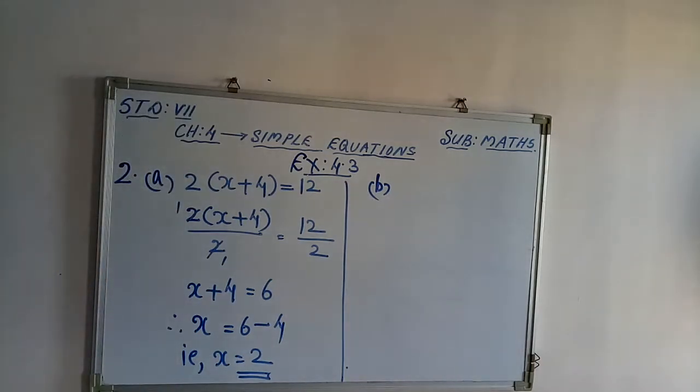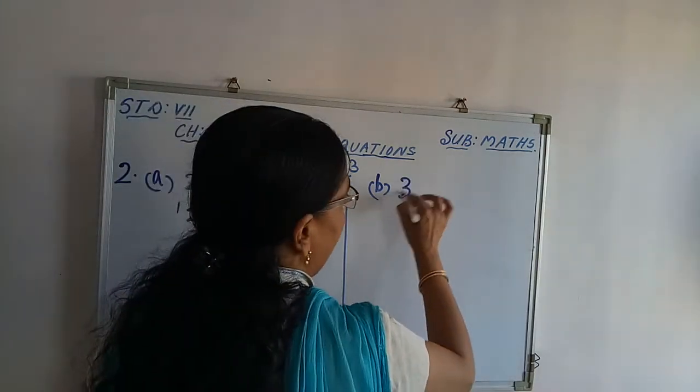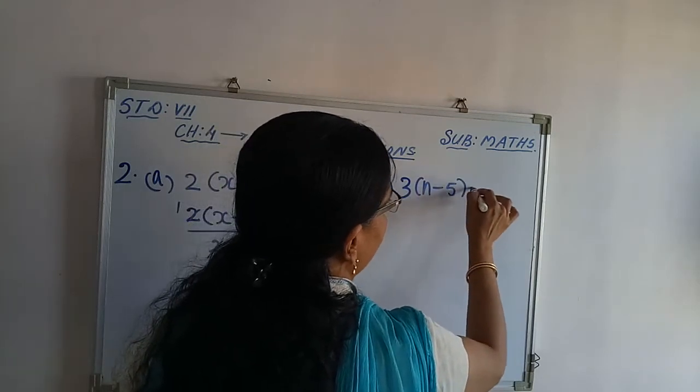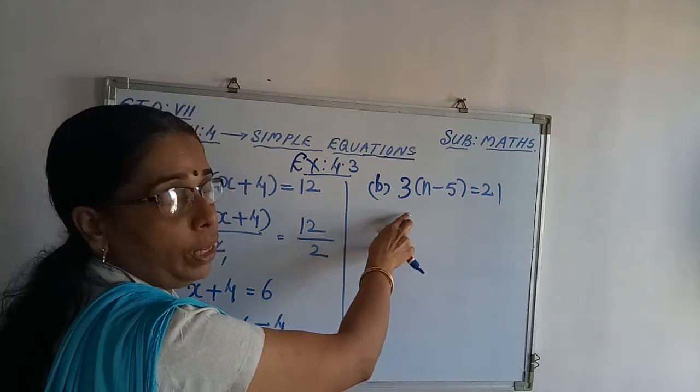Okay, listen. B is of the same type as that of A. That is 3 into n minus 5 is equal to 21. So just listen, 3 into n minus 5 is equal to 21. That I am not going to solve it here. I will explain so that you can do it.